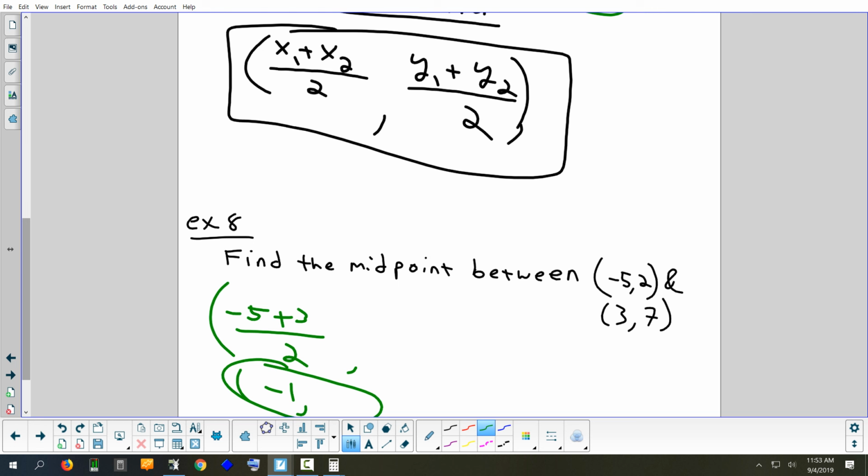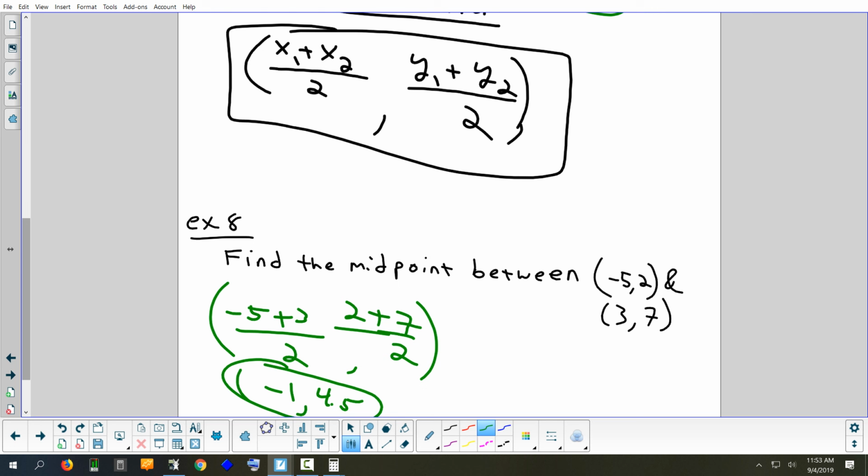Well, add them up: 9, and then divide it by 2. 4.5. Yep, 4.5. You could change it to a decimal, or you could just leave it as 9 halves. That's fine, either way. So, just to show you what we did, 2 plus 7. That's how you find the midpoint. Any questions on that?